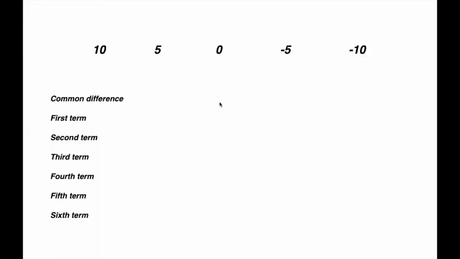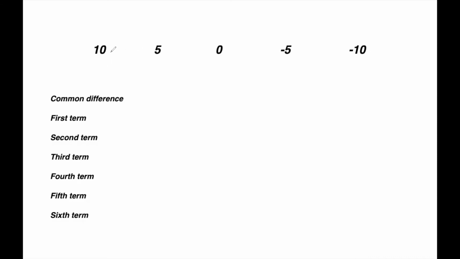Now consider another example for this. Let's suppose I have a series with terms 10, 5, 0, minus 5, minus 10, right? So what is the first term here? First term is 10, second term is 5, third term is 0, fourth term is minus 5, and fifth term is minus 10. Now, how to find the common difference of the term?